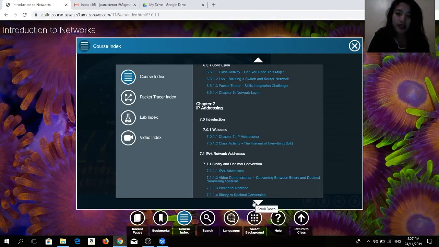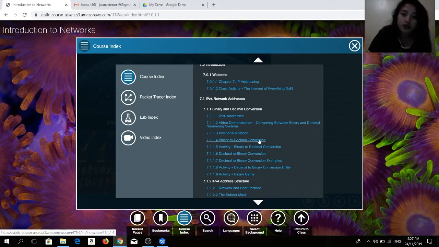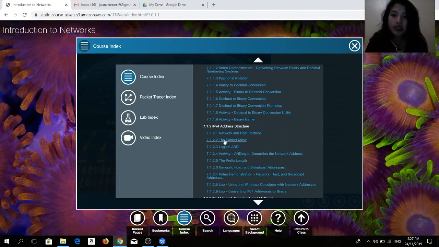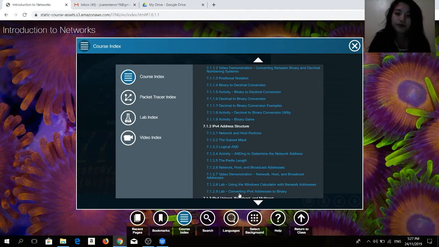So for chapter 7, we have here binary and decimal conversion. Under it, we have IPv4 addresses, positional notation, binary to decimal conversion, decimal to binary conversion, decimal to binary conversion examples. Then under IPv4 address structure, we have network and host portions, the subnet mask, logical AND, the prefix length, network, host, and broadcast addresses. Then using the Windows calculator with network addresses, converting IPv4 addresses to binary.